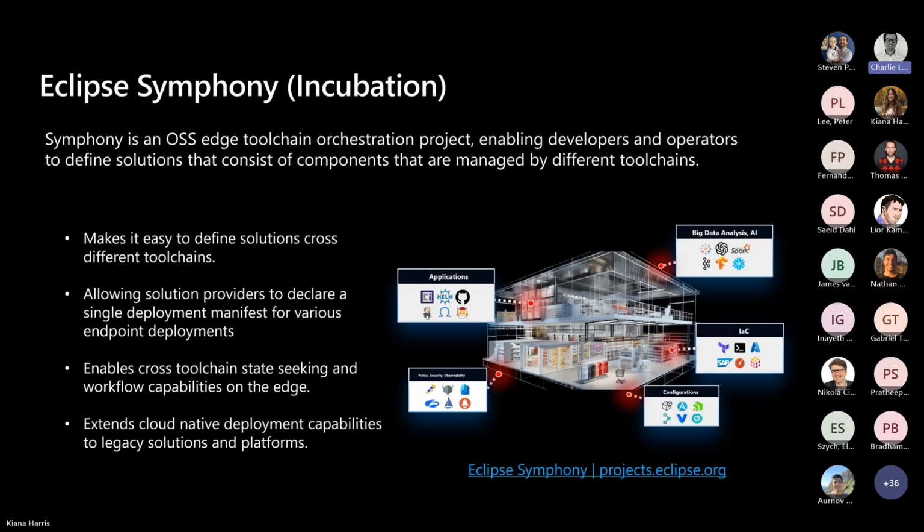Symphony also enables cross-toolchain state seeking and workflow capabilities on the edge. So if you are managing different toolchains on your edge environments, Symphony can help you with the state management across these different toolchains. And the workflow capabilities can be used to define things like deploying to different environments, and also to do things like on-edge approval for your deployments.